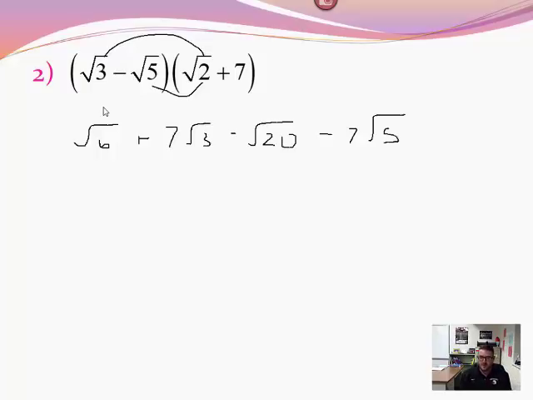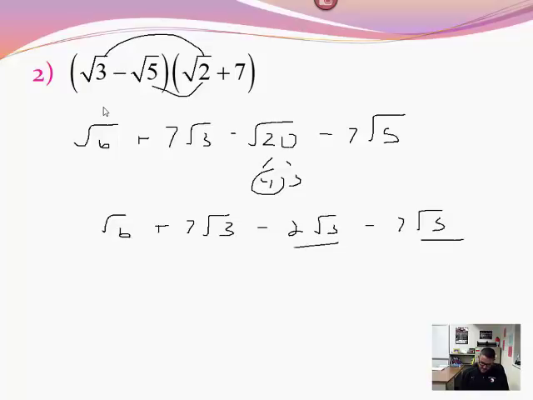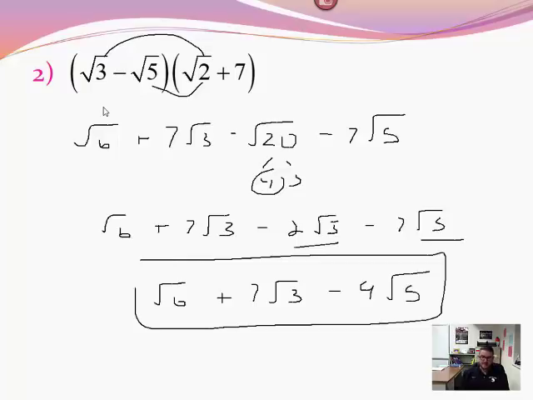Now don't think you're done because the square root of 20 will simplify. We just did it. So now I have square root of 6 plus 7 square root of 3 minus 2 square root of 5 minus 7 square root of 5. And then I can combine these radicals. So I have square root of 6 plus 7 square root of 3 minus 9 square root of 5. And that's as far as I can take it.